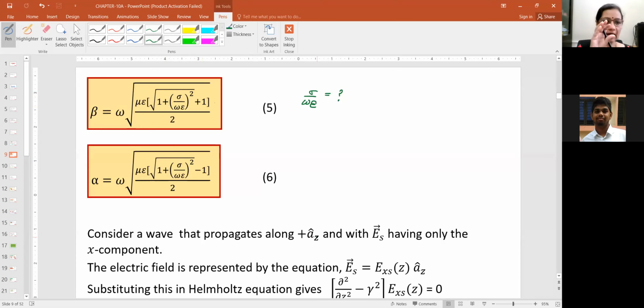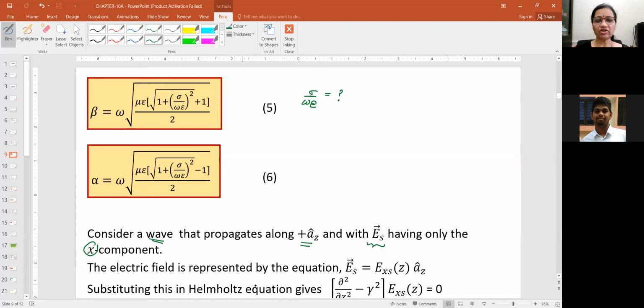Now, what we will do is apply this to a particular situation. So what is the situation we are taking? Let us consider a wave that is propagating along the plus z direction. Remember, it is propagating along the plus z direction, but the electric field itself is going to have only the x component. We are going to write our Helmholtz equation for this particular wave.